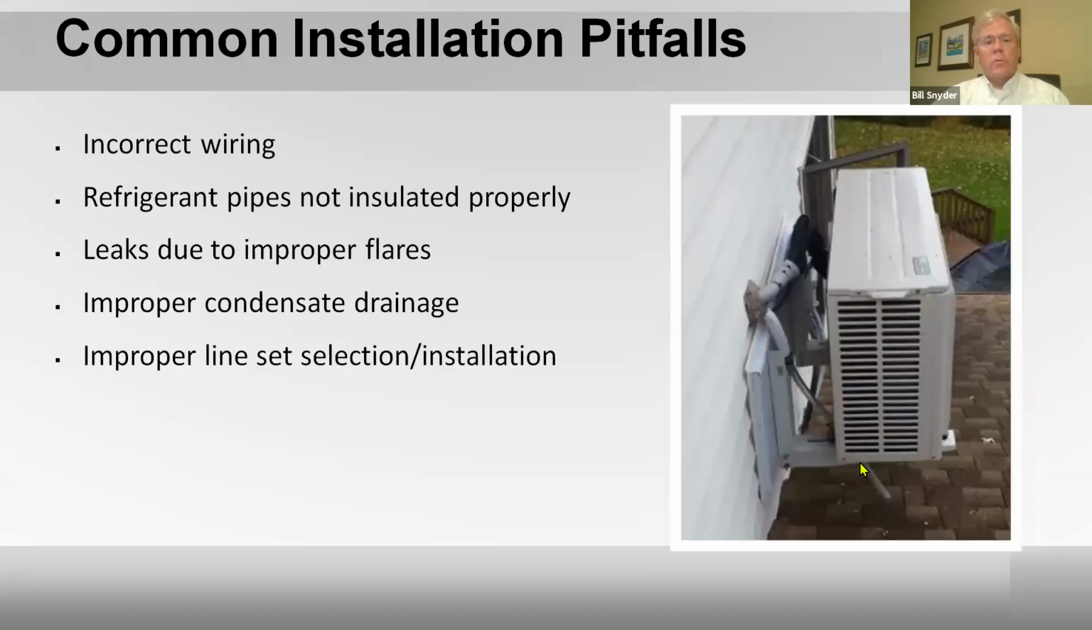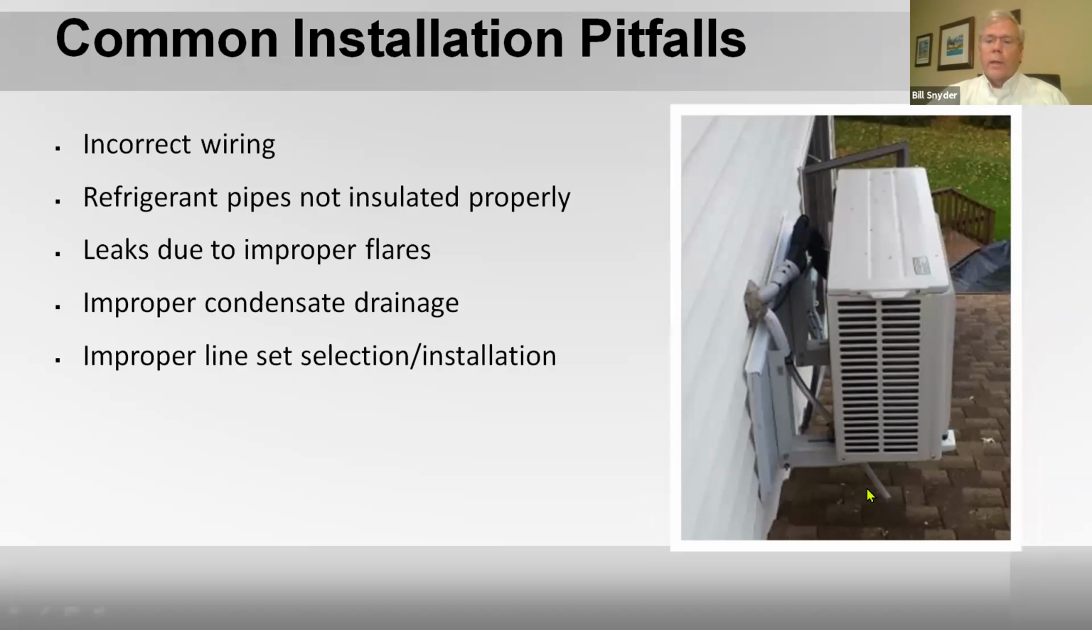Improper condensate drain, improper suction line. If this line comes in and wraps around in here, you can create an oil trap in your line. So just take your line down and in directly to the outdoor unit. You're going to cut it and flare it. There's no need to put loops in the line. You don't want to do that.